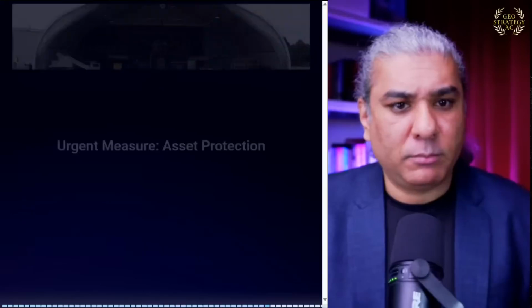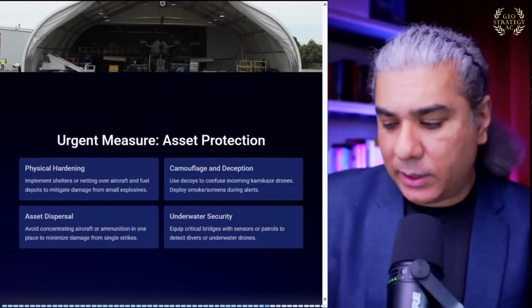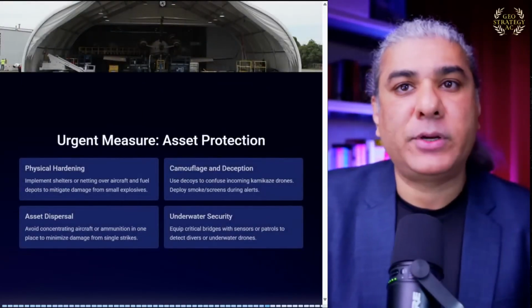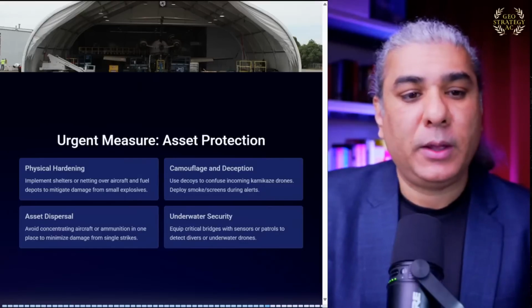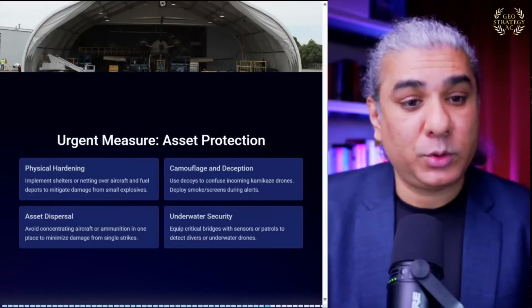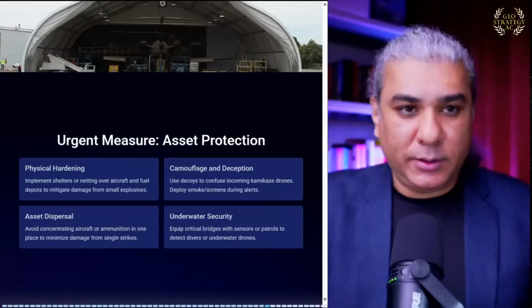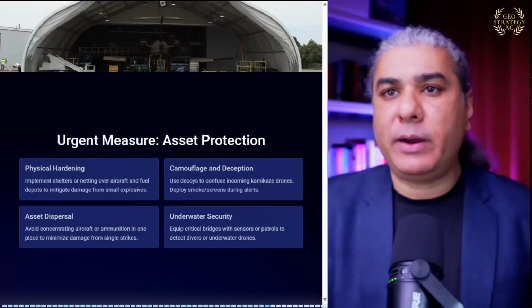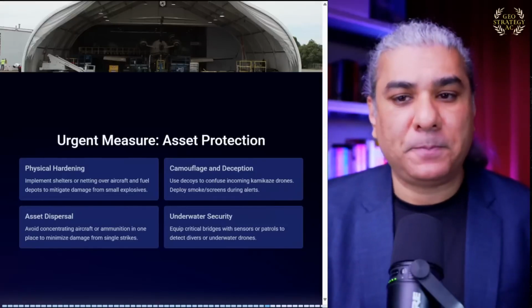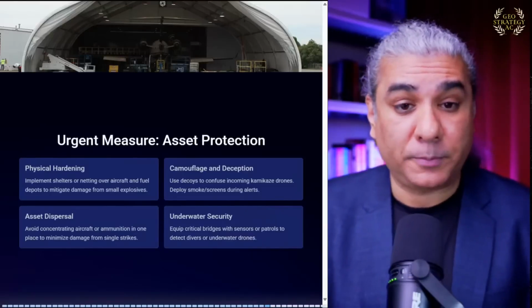Then more urgent measures, asset protection. We need physical hardening of aircraft shelters. So we need to implement netting over aircraft and fuel depots to mitigate damage from small explosives. So a simple net or wire mesh can prevent a drone from doing any damage. That's what we have learned from the Ukraine Russia war.